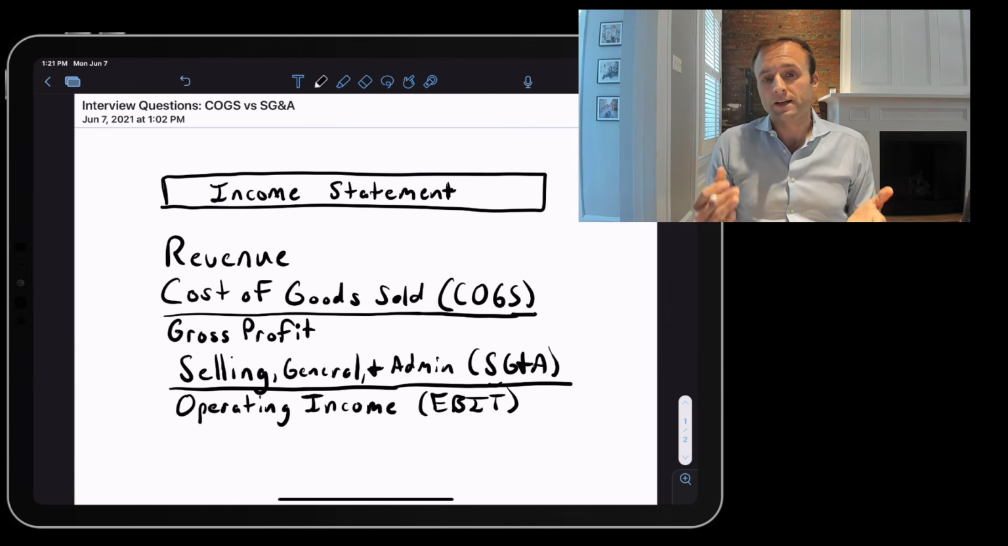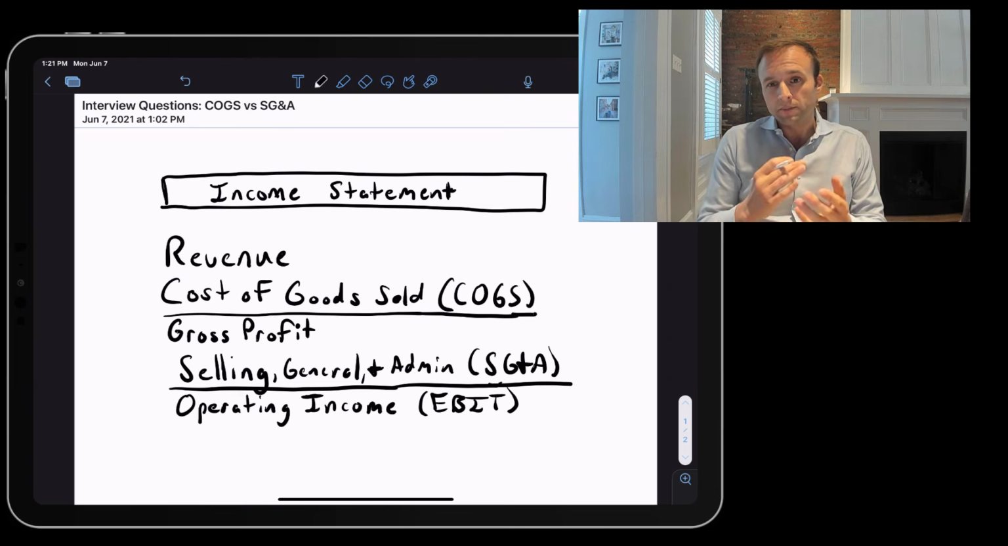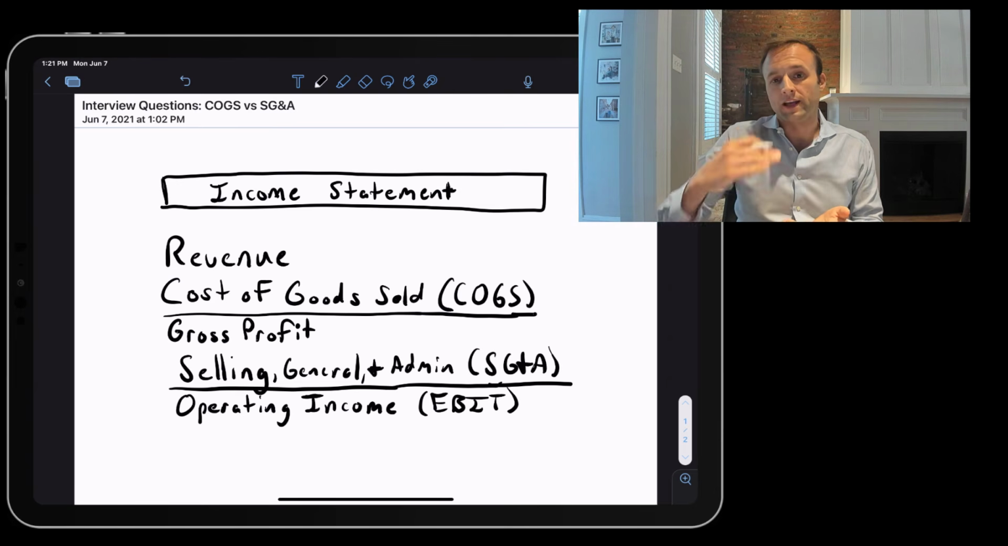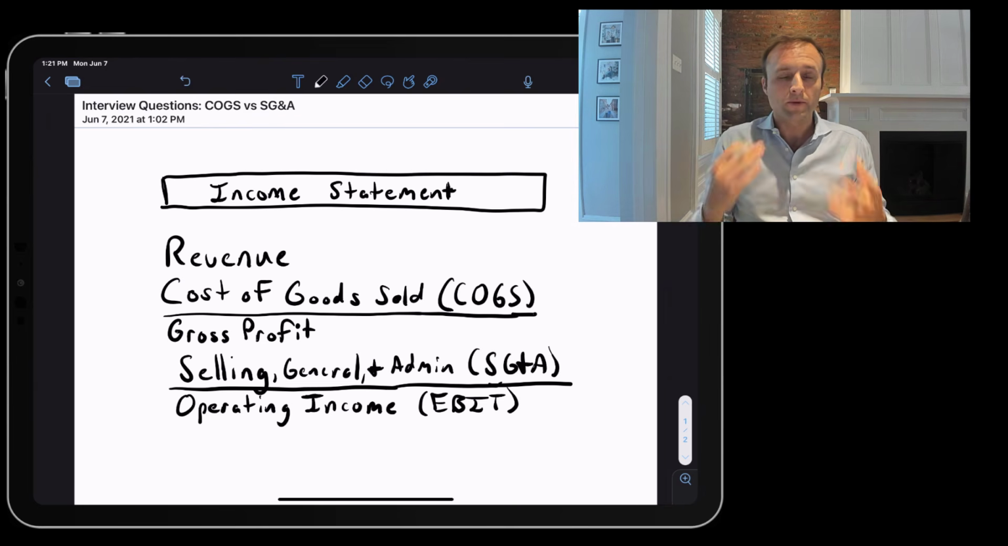Let's hop in. So this question, what's the difference between COGS and SG&A, can pop up as a standalone question, or it can be kind of a side tangent from "walk me through an income statement." Now, admittedly, we're only looking at the upper part of an income statement, but either way, you want to understand what these two categories of costs mean.